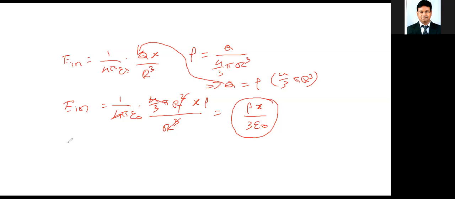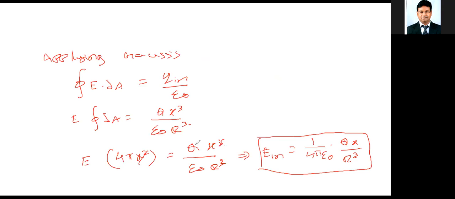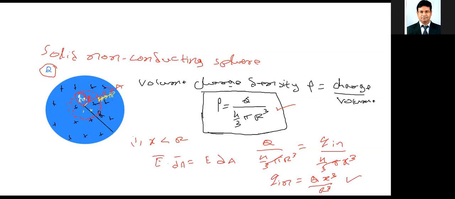Now, what do we conclude from here? We get the conclusion that electric field is directly proportional to the distance from the center. At the center, x is 0, which would mean electric field is 0. So electric field is 0 only at the center, not anywhere else. As we move away from the center, the electric field is going on increasing linearly. That's the condition that we're getting.